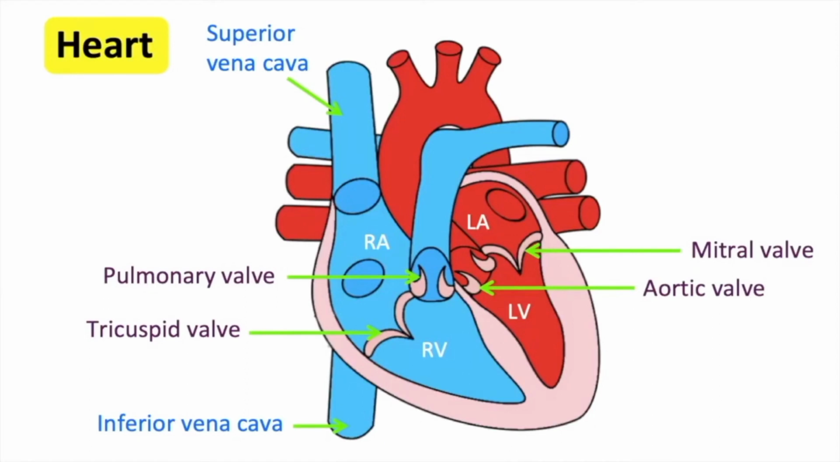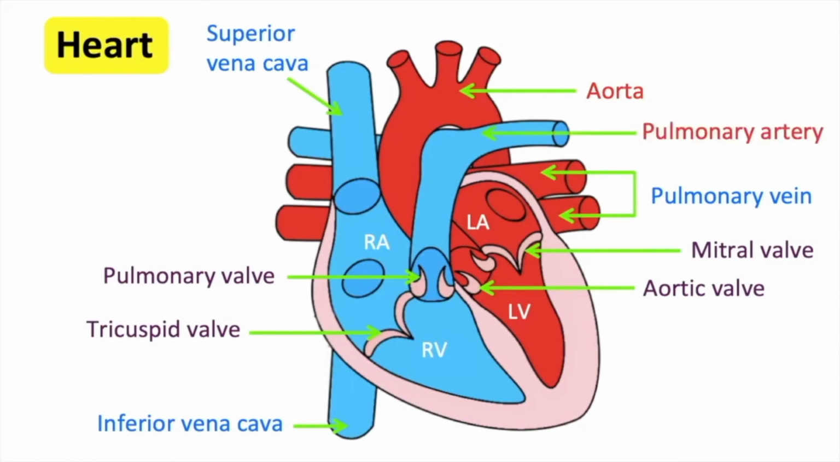The inferior vena cava delivers blood into the heart from inferior parts of the body. This includes organs in the abdomen, legs, feet, etc. The pulmonary vein carries oxygenated blood from the lungs to the heart. The aorta is the main artery that carries oxygenated blood away from the heart to the rest of the body. The pulmonary artery carries deoxygenated blood from the heart to the lungs.